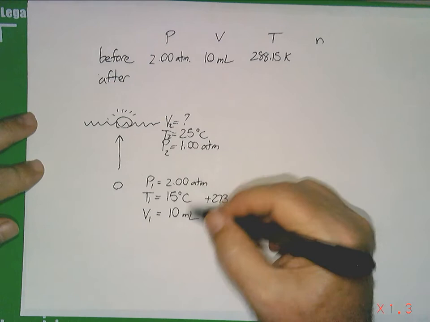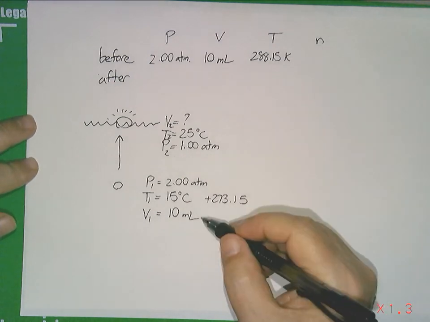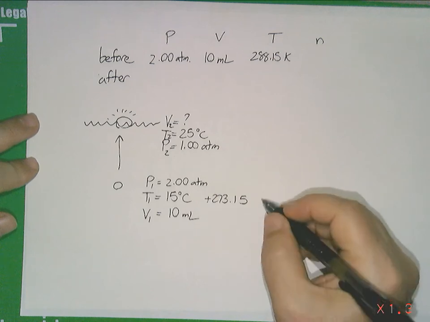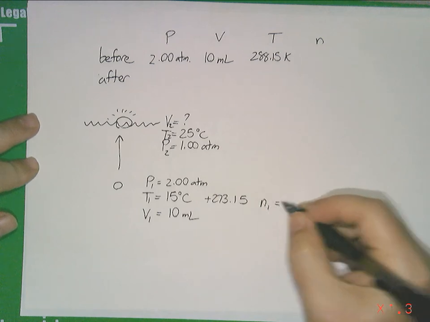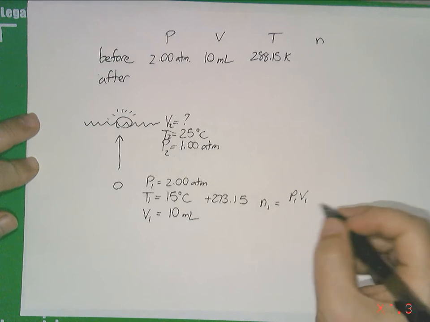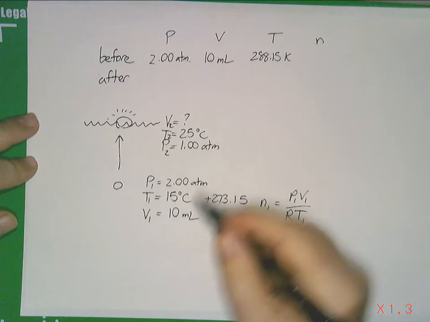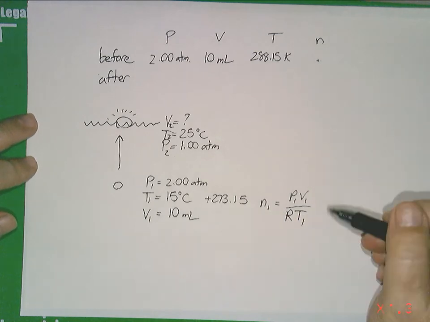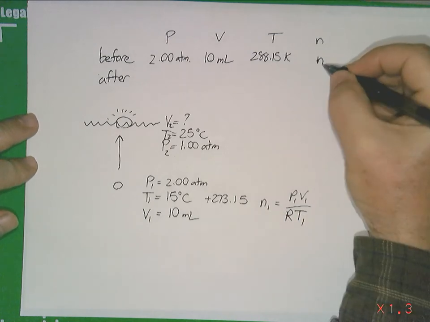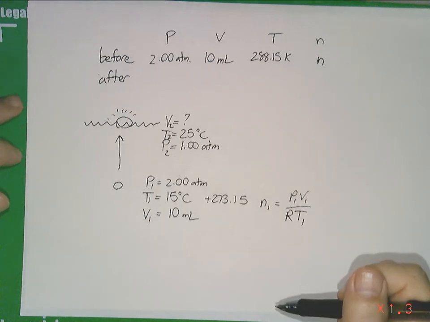Now, I don't know how many moles were in this bubble. I could figure it out just the way we did the last example. I could say n1 is P1 V1 over R T1, and I could figure out what the number that should go there is. But I'm going to just put instead, it's that. Why don't I figure the number out and plug it in there?